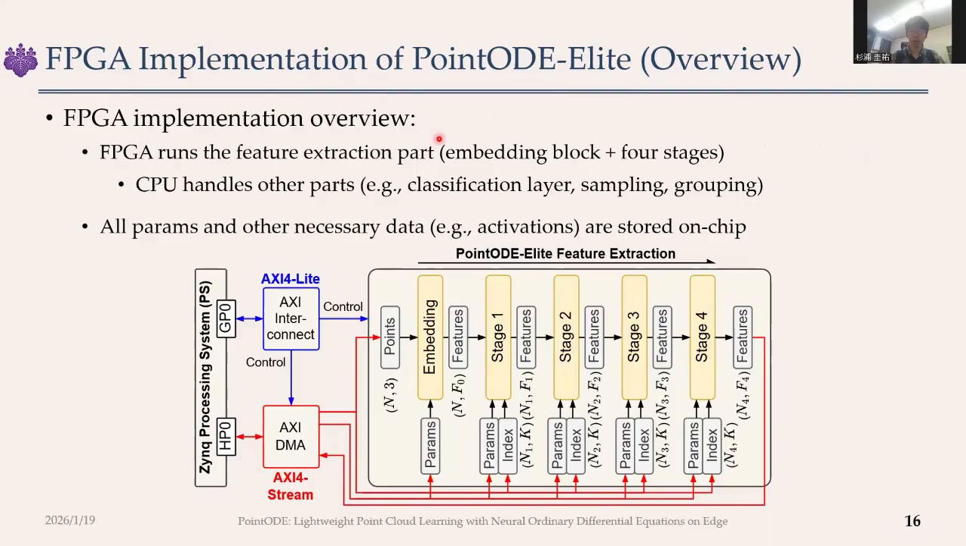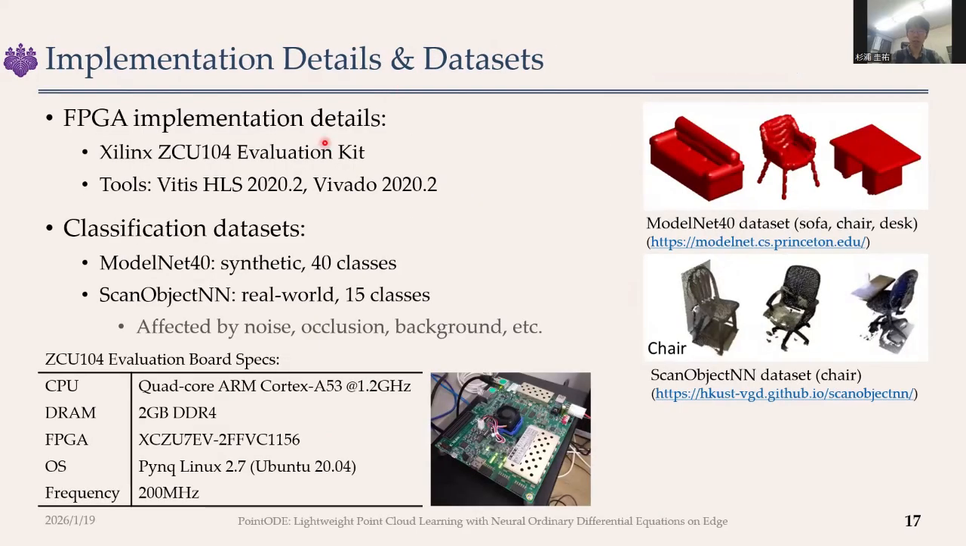We use the Zynq SoC as a target device. The feature extraction part of the PointODE model is implemented as a single IP core. This IP core and AXI components are placed on the programmable logic part. The host CPU handles the other parts like the classification layer, sampling, and grouping. All parameters and other necessary data are stored on chip to reduce the data transfer overhead. We use a Xilinx ZCU104 evaluation kit as a target device, and we use Vitis HLS to develop a custom IP core.